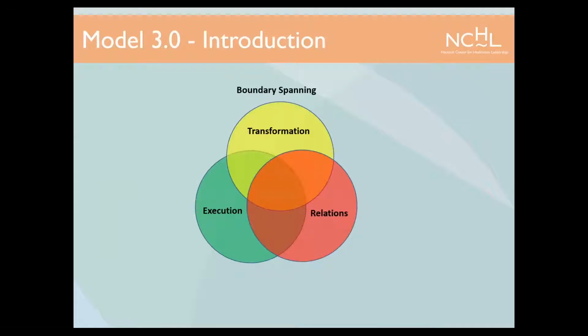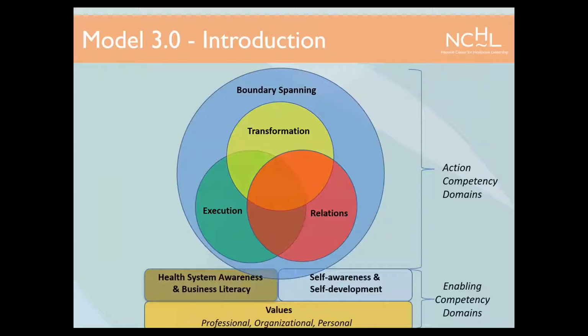So essentially, our model went from looking like this, with our transformation, execution, and relations domain, which was previously called our people domain, and it went to this. And so this is our full model with all 7 domains.